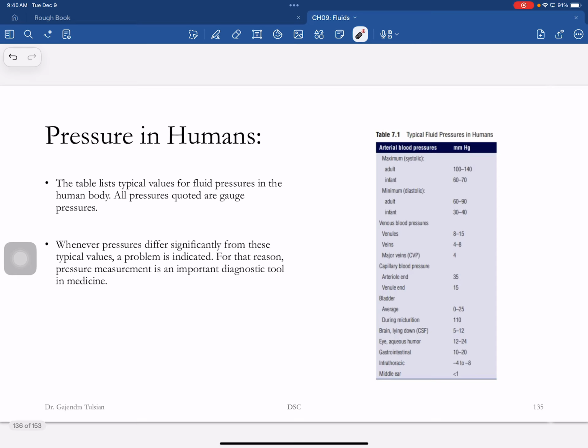All right. Now here is a table that's showing you pressures in the human body. Again, this is a table from another textbook. So the systolic pressure, the maximum pressure in a healthy adult, is between 100 to 140 millimeters of mercury. In an infant, it's 60 to 70 millimeters of mercury. You see in the infant, it's almost half. Why do you think that is?